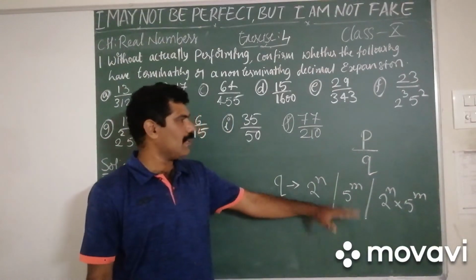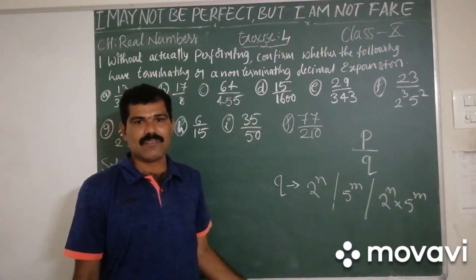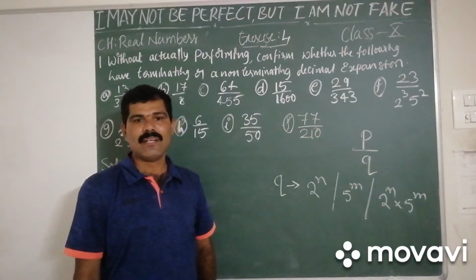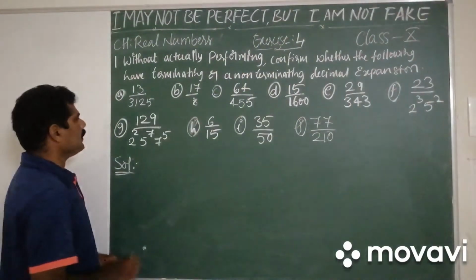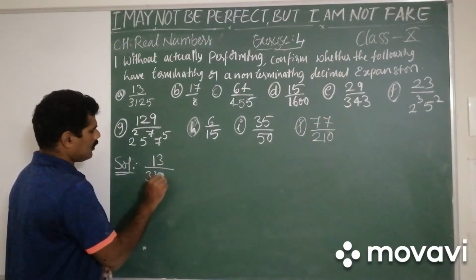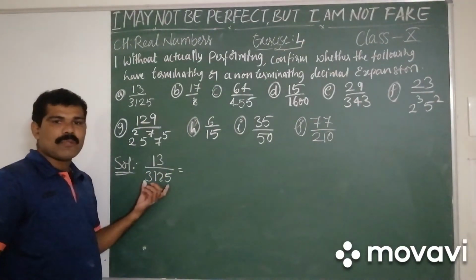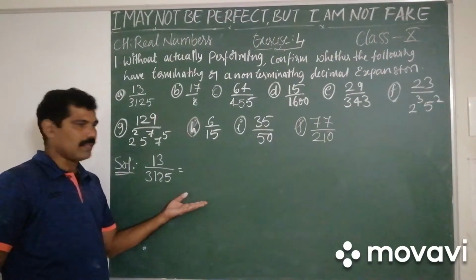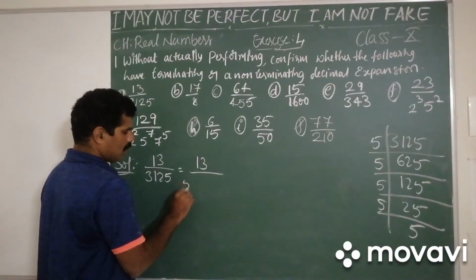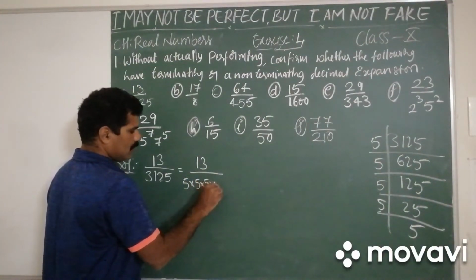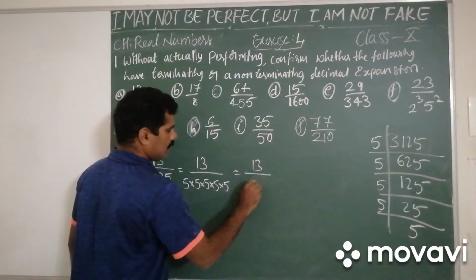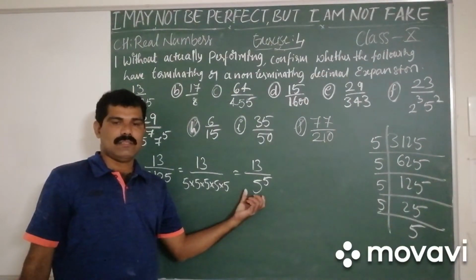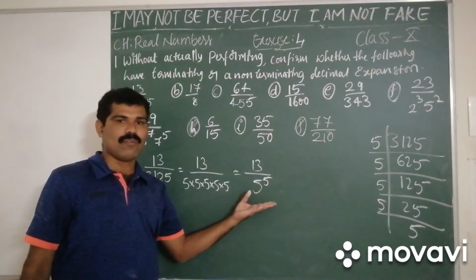Now let us apply the same to the given numbers and check whether each rational number gives us a terminating or non-terminating decimal. The first one is 13 by 3125. Now we have to represent the denominator as a product of prime factors. The denominator can be written as 5 into 5 into 5 into 5 into 5, that is, 13 by 5 to the power of 5. So here we have shown the denominator in the form of 5 to the power of m.